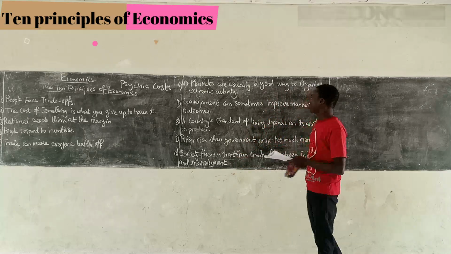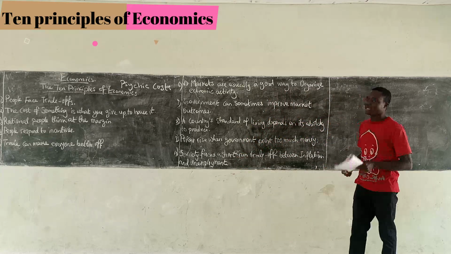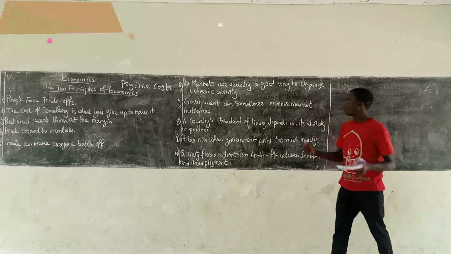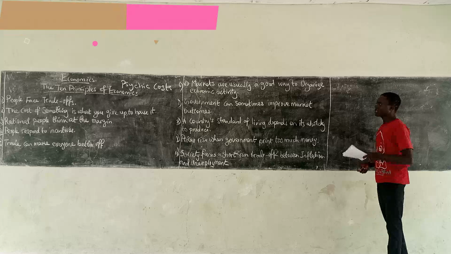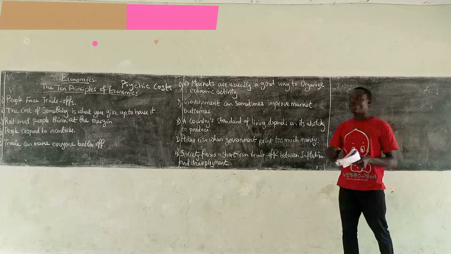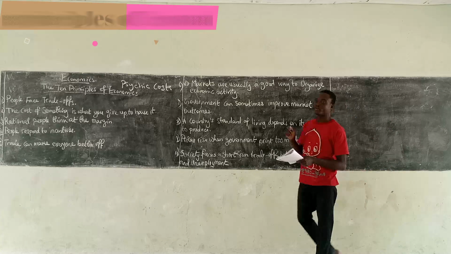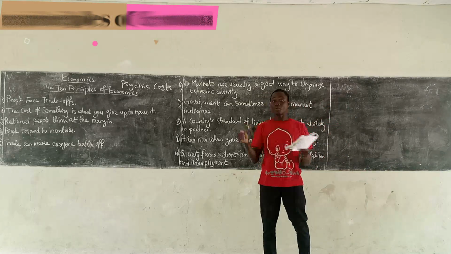Now, number 7, governments can sometimes improve market outcomes. What do we mean when we say that government can sometimes improve market outcomes? There are times that the market will not function very well. Remember that I said that markets allocate resources based on people's value.